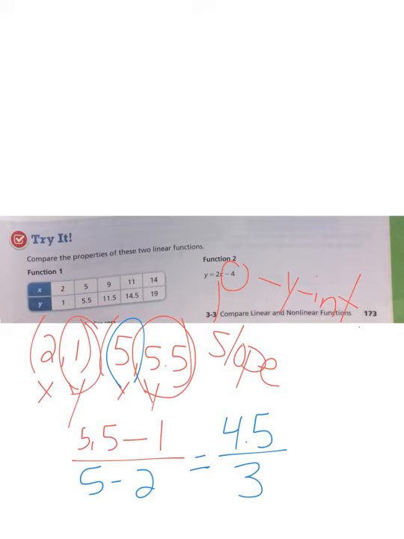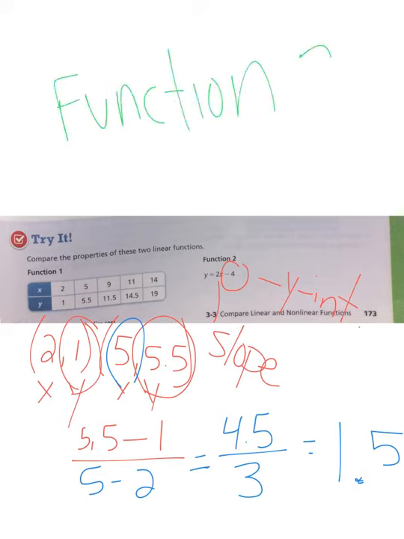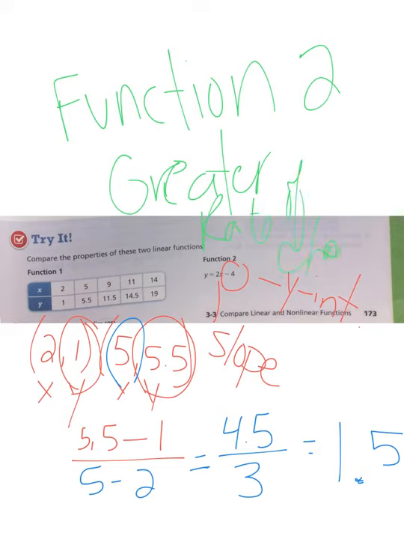4.5 divided by 3. And I can tell you this is going to be less than 2. It's going to be 1 point something. It's going to be 1.5. So if we want to compare these two, we could say that function 2 has a greater rate of change.